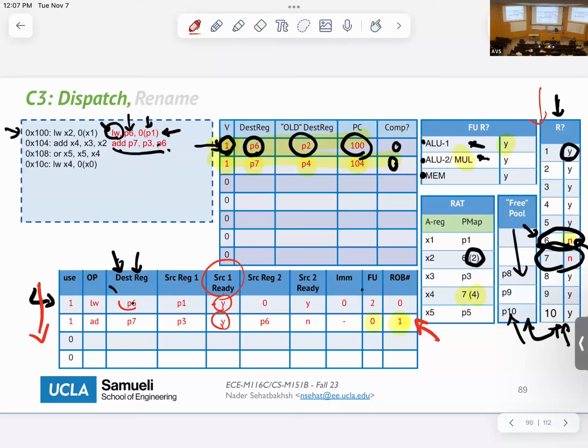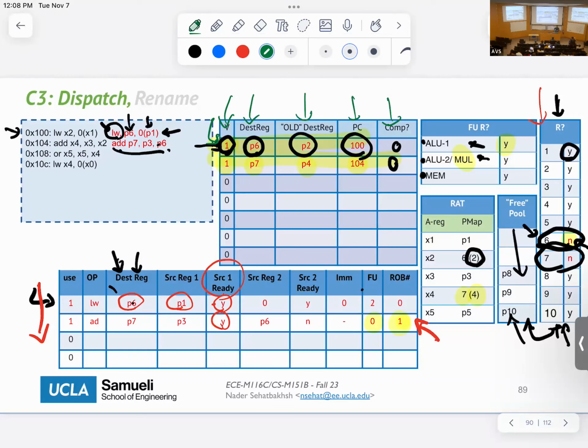The destination register was the important one, where the moment that you put the destination register into your reservation station, you need to mark the register as not ready anymore, right? So that's the important thing to remember. Then another thing that we do is that we also reserve a line in the ROB, and then we put relevant things in the ROB as well.